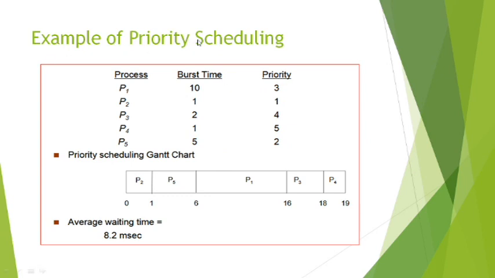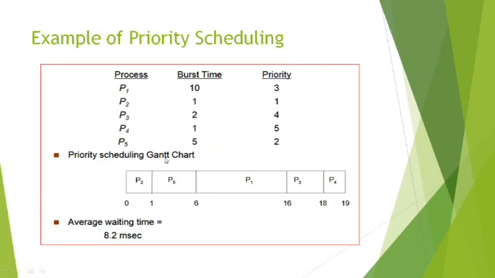Here is an example of priority scheduling. Here you can see the processes P1, P2, P3, P4 and P5. The burst time for P1 is 10, priority is 3. Burst time for P2 is 1, priority is 1. Burst time for P3 is 2, priority is 4. Burst time for P4 is 1, priority is 5. Burst time for P5 is 5 and priority is 2.